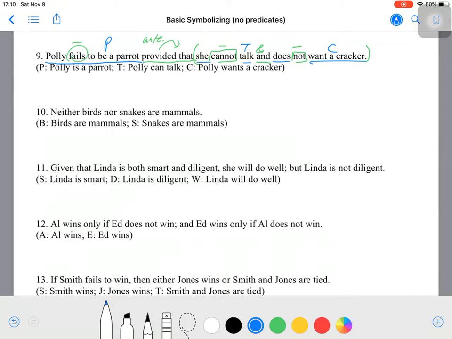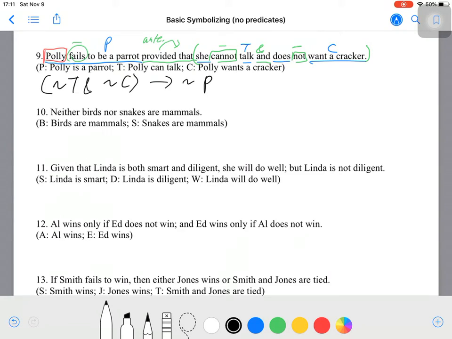So with some of these sentences, we're going to find that the subject of the sentence, in this case Polly, isn't repeated throughout the sentence, so we just have to understand syntactically what she is referring to. So let's go ahead and write this one down. So if Polly cannot talk and Polly does not want a cracker, then it follows that Polly is not a parrot.